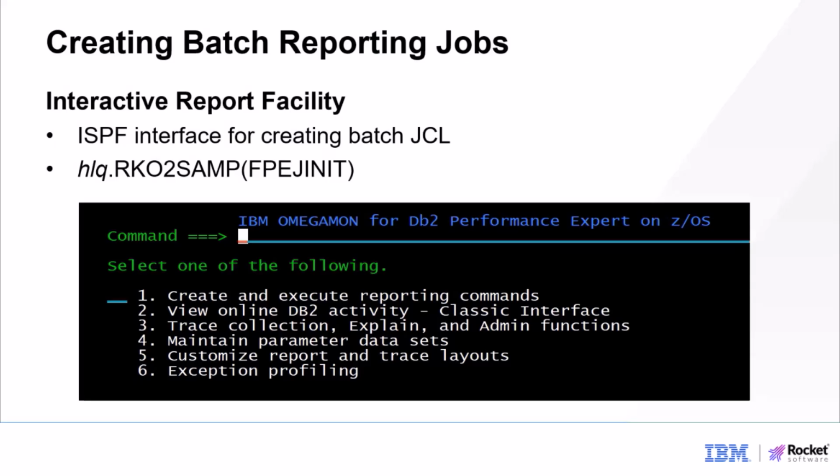So again, the interactive report facility is available through the OMEGAMON DB2 ISPF interface. This interface comes as part of the RK02 SAMP member of your install data sets, and it's the FPEJINIT REXX exec. You need to get that installed into your system, then you'll be able to launch the ISPF interface. We are going to use this to create a sample batch report and then actually execute that report. So let's go ahead and dive in.